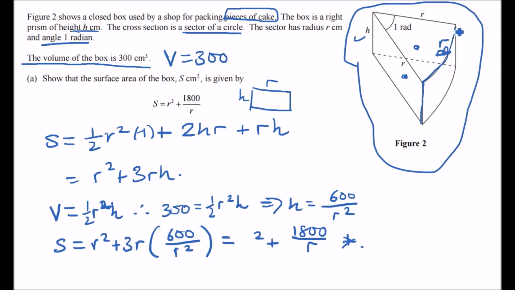Okay, so quick recap. This part is the curved surface area, the rectangular sides twice, and this is the curved surface part, and there's two lots of the sector, so I should put an extra half r squared.